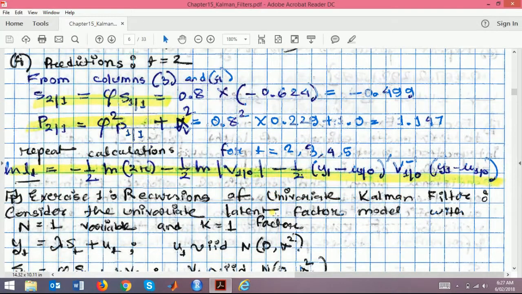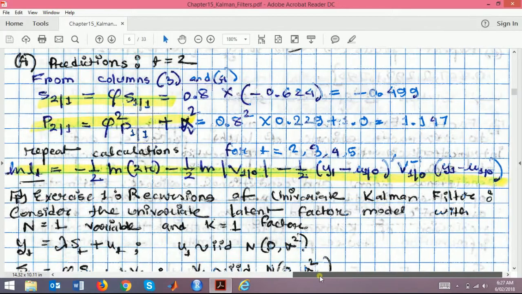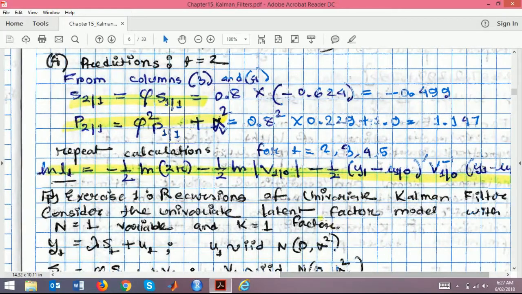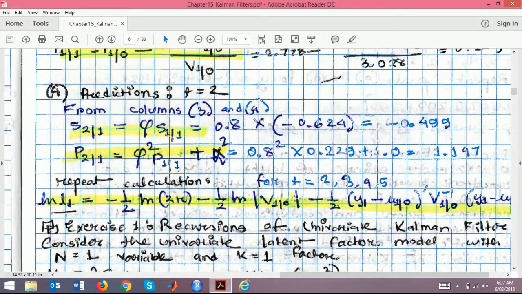So it is a very simple log likelihood function. Basically this is omega, not v, I'm sorry, this is omega V10. So we use the determinant of the variance.